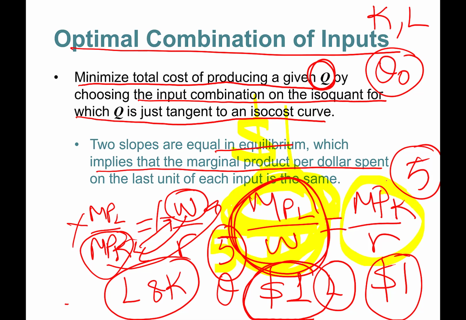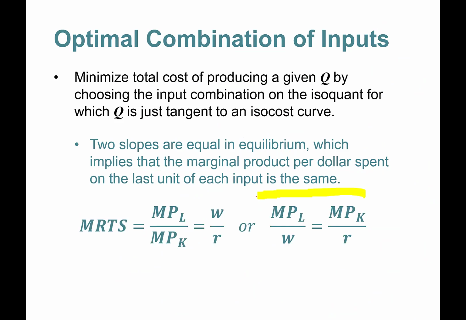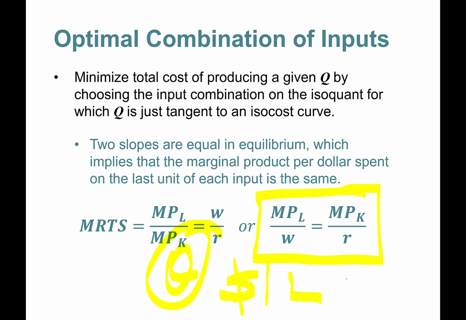And the right hand side tells you, if I spend my $1 on capital, how much more my output is going to increase. So what we're looking at is that at equilibrium, at the best optimal level, we're looking at the equality of these two things. The quantity you get by spending the last dollar on labor equals the increase in output you get when you spend the last dollar on capital.